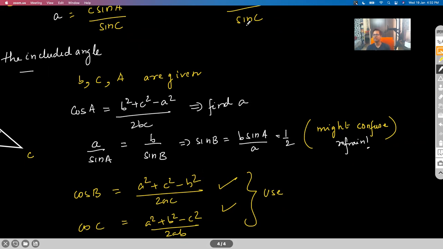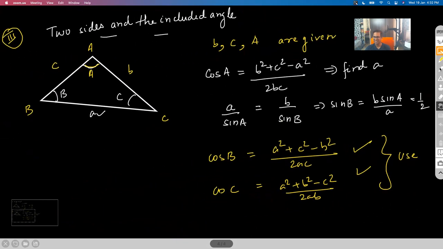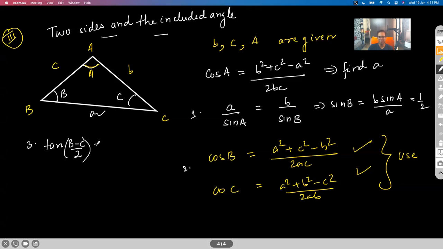There's actually one more way to get it, and that is by the use of the tangent law. Most of you would remember the tangent law, Napier's analogy. That also can help you to solve for the triangle. So this is one way, this is your second way to do it, and the third way is your use of the tangent law. Now see here, b and c are given. So we can use the formula tan((B − C)/2) = ((b − c)/(b + c)) cot(A/2), correct?